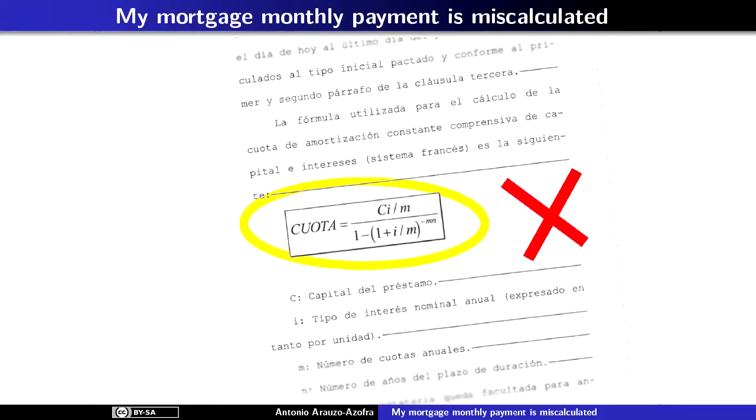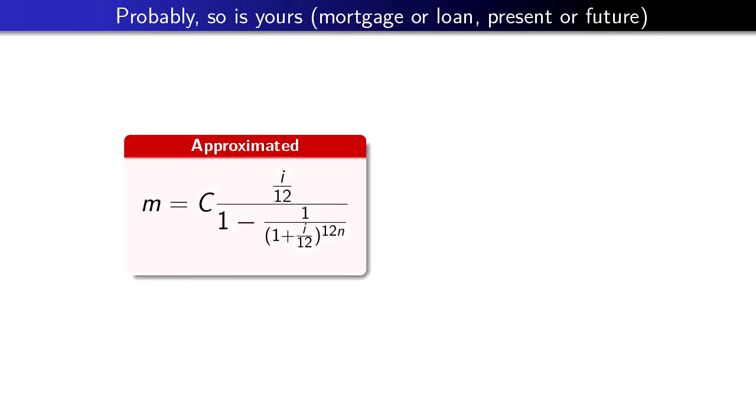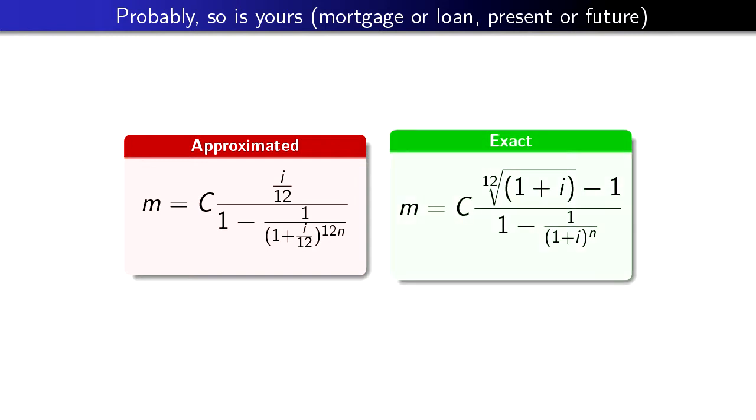Looking at the contract of my mortgage, I have seen that the monthly payment is miscalculated. Probably so is yours. Whether mortgage or loan, one you already have or a future one, banks will probably apply this approximate formula. While their exact one is this.